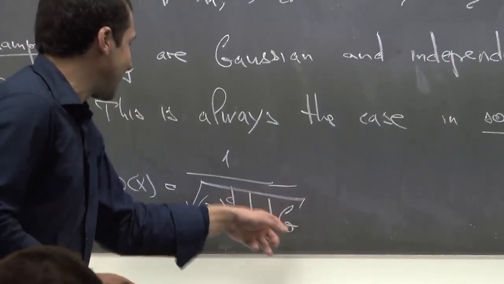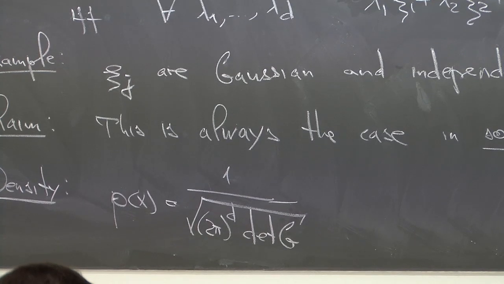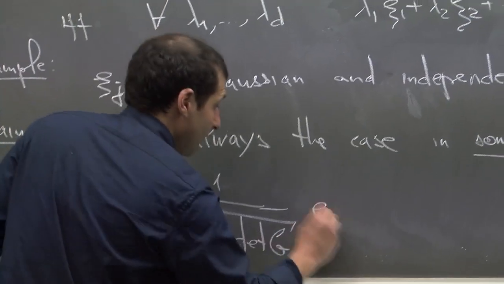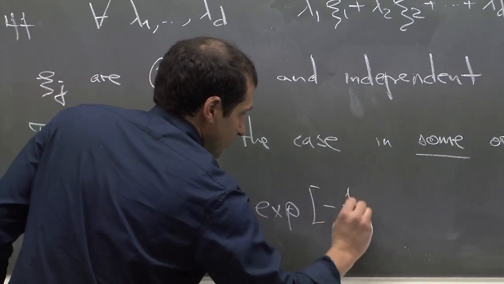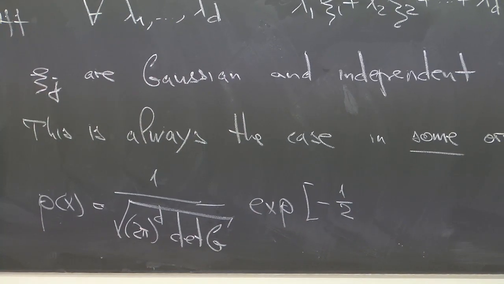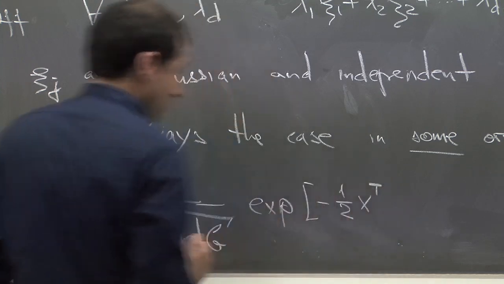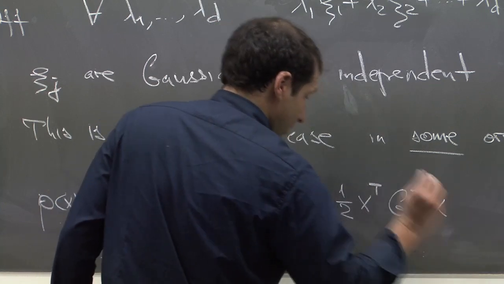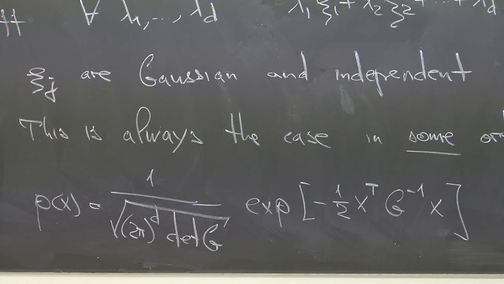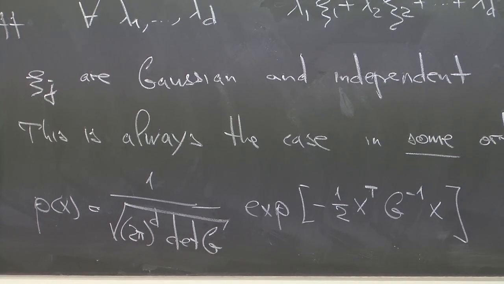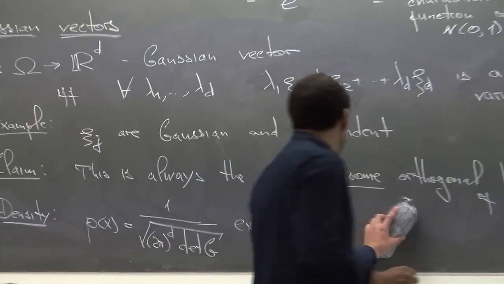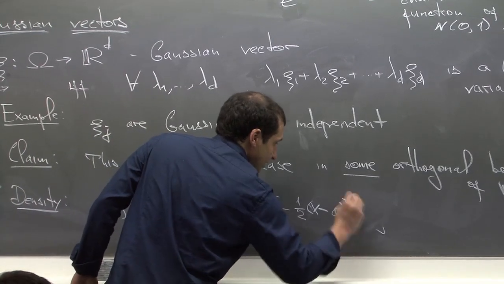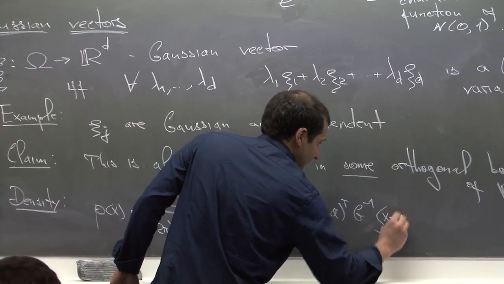Well, if I put here capital sigma, then with summations it's not very useful. So it's going to be G. And then it should be exponent minus 1/2 X transposed G^-1 X. Yeah, sorry for this. It should be also mean value somewhere, right? X minus A transposed G^-1 times X minus A.